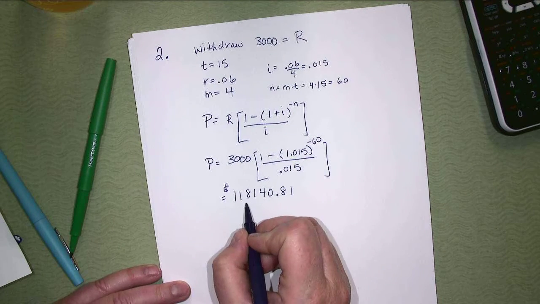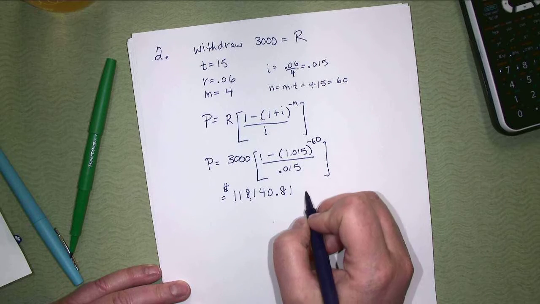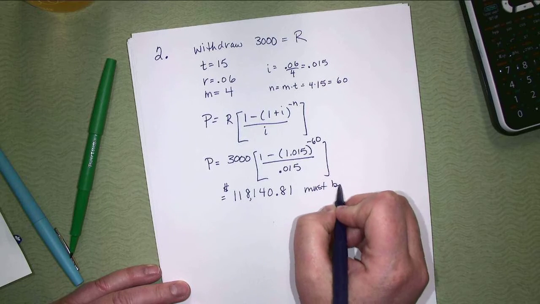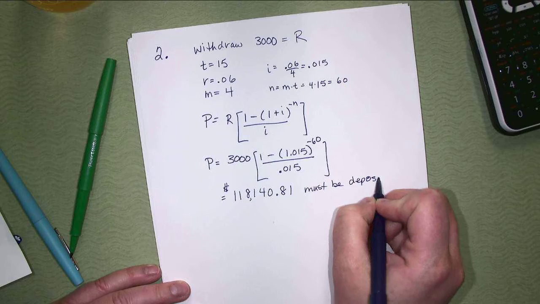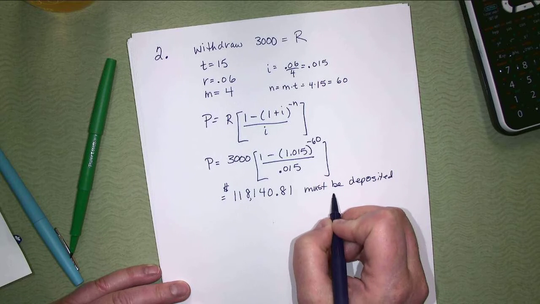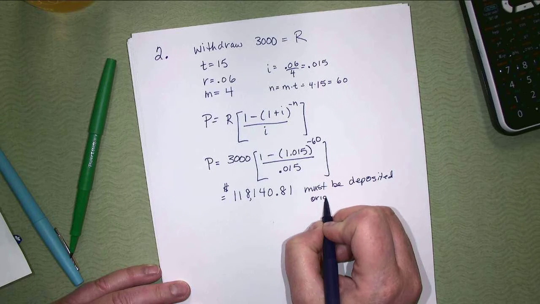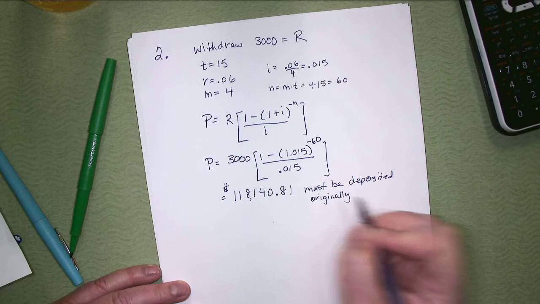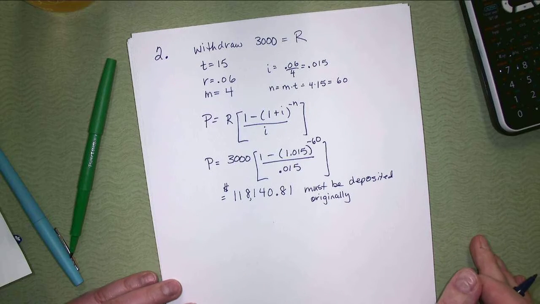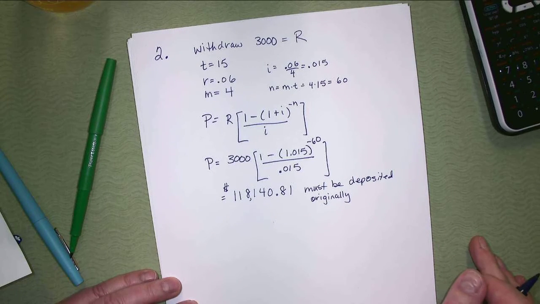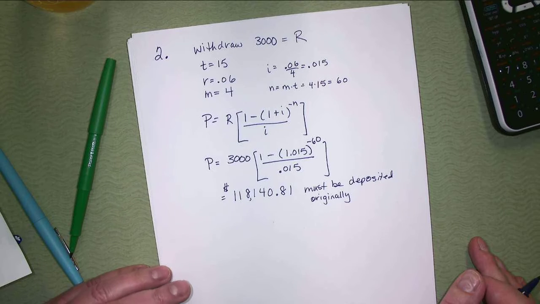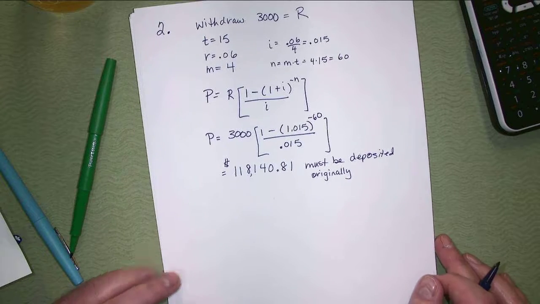Okay, so what is this? Must be deposited. Right, so if he puts $118,000 in the bank, he can withdraw $3,000 60 times. So he would be earning the interest, but it's actually just like a loan. You take out $3,000 and they add on interest. Then you take out $3,000 and they add on interest.